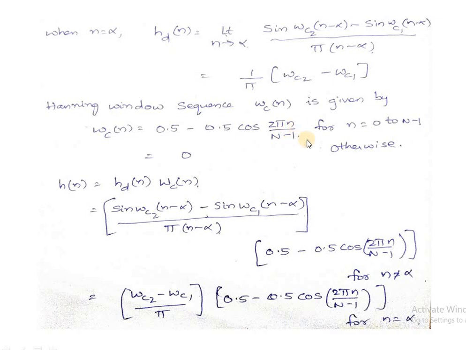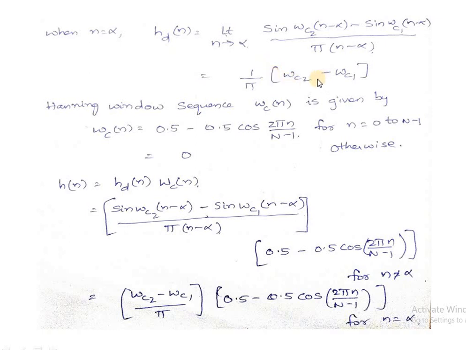I have directly noted it, and now I am multiplying my hd of n with this Hanning windowing sequence, so that I will be getting my h of n, which is finite in nature. And I write two expressions, since hd of n has two values. Exclusively for n is equal to alpha, it is written as 1 by pi into omega c2 minus omega c1.